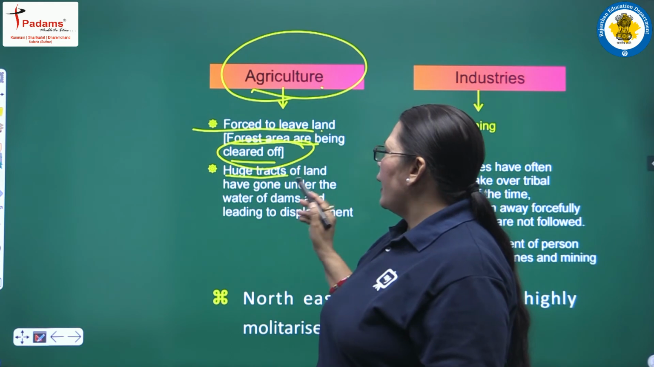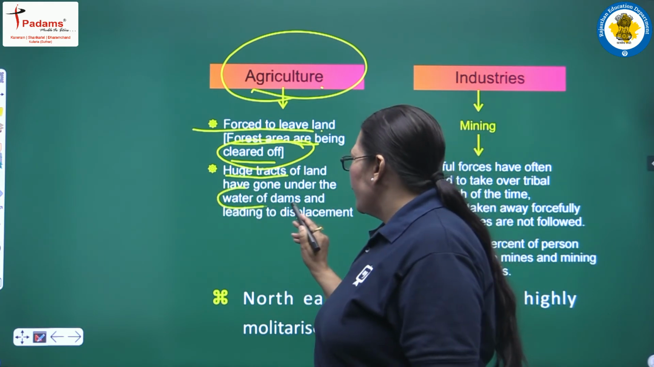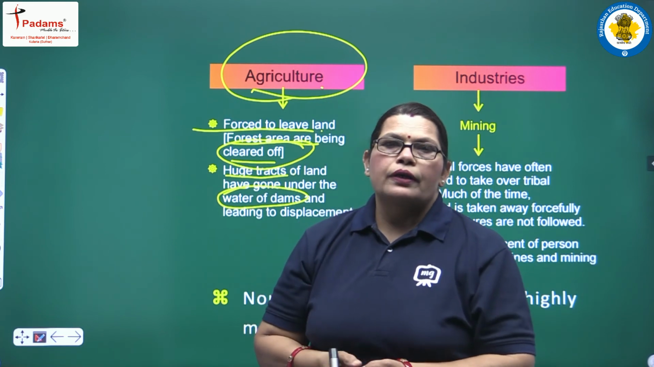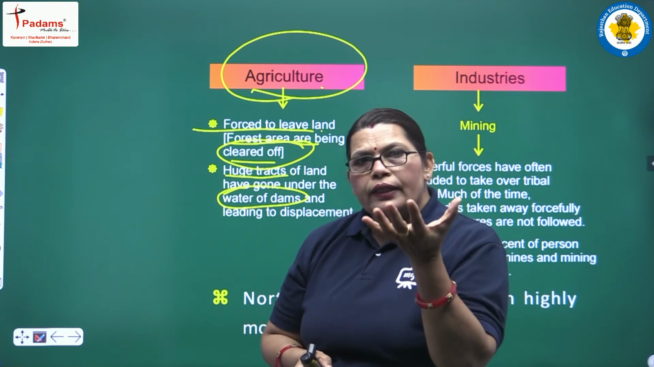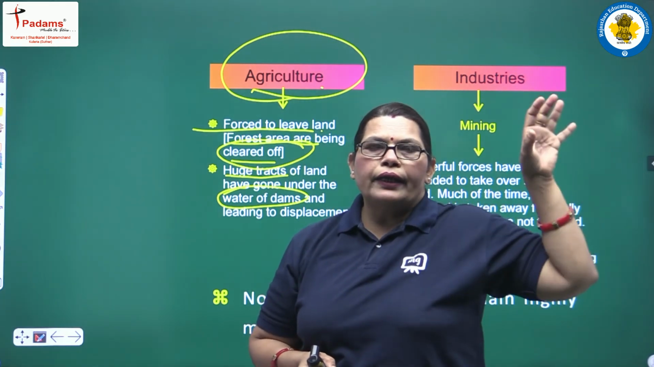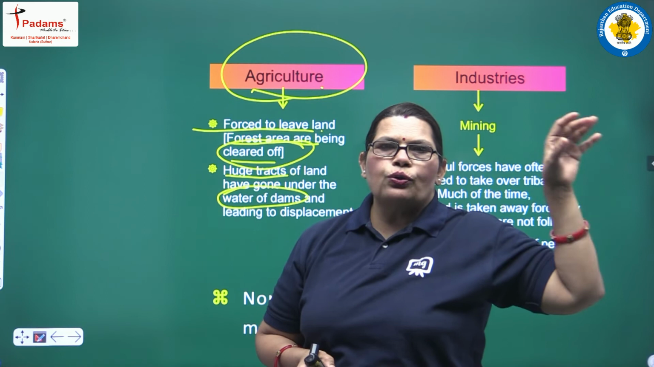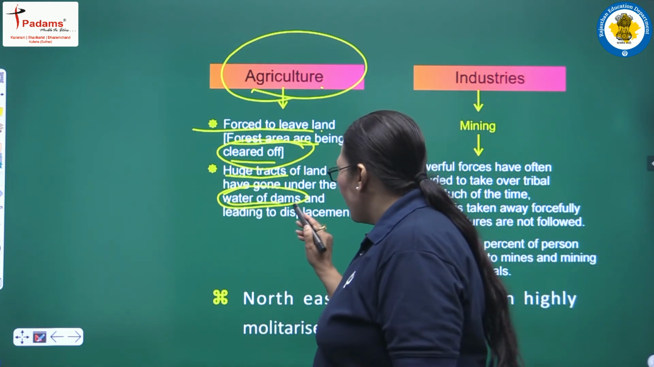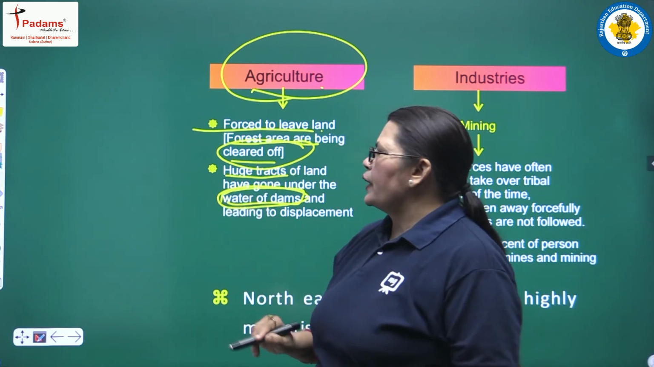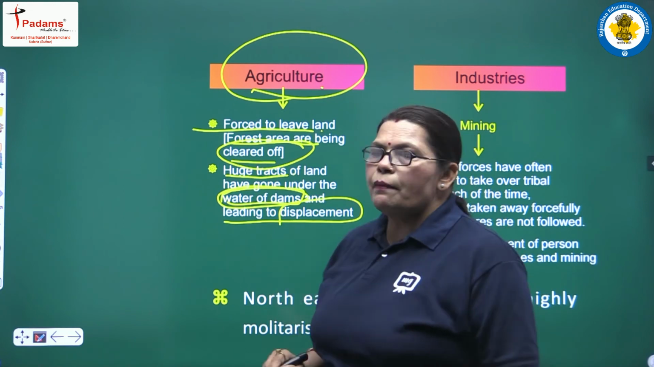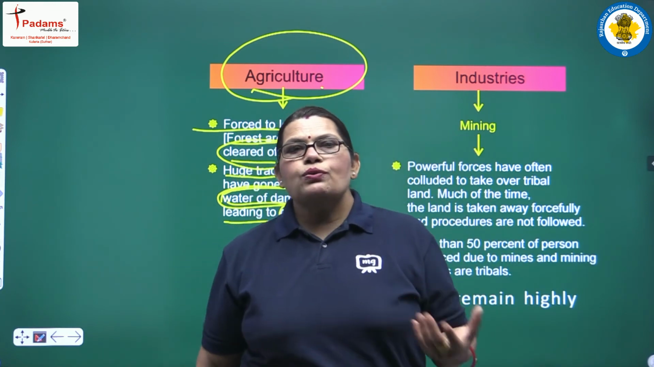Huge tracts of land have gone under the water of dams. See, when we are getting progress from dams and water facilities, what's the situation of the people who already had their own lands, houses, and agricultural parts there? The water of dams also takes their lands, leading to displacement. That is the main reason they switched off from that special place.